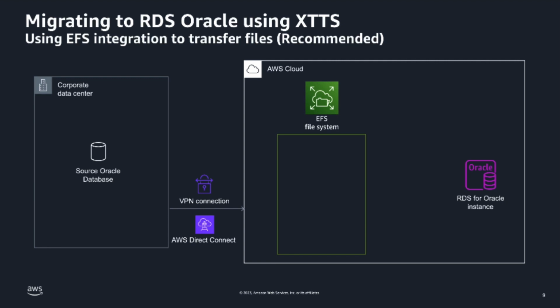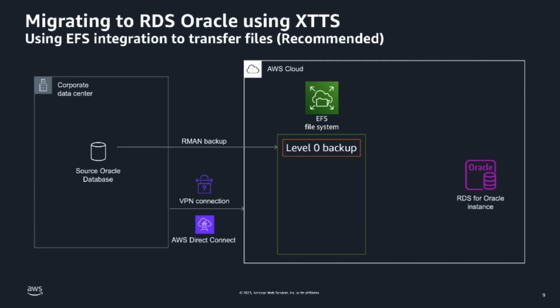As you know, it is not possible to shrink the space allocated to RDS Oracle, although allocated space can be reused. In EFS integration, directory objects for both source and RDS Oracle can be directly on the EFS file system, which avoids the need of transferring or copying files. Similar to S3 integration, you can enable EFS integration by adding the option in a custom option group and assigning that option group to your RDS Oracle instance. Let's look at the process.